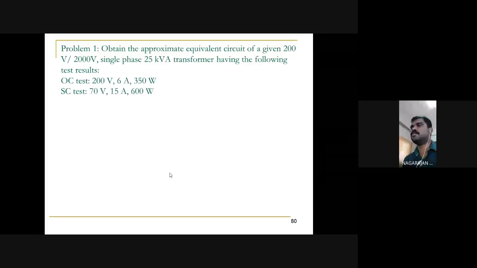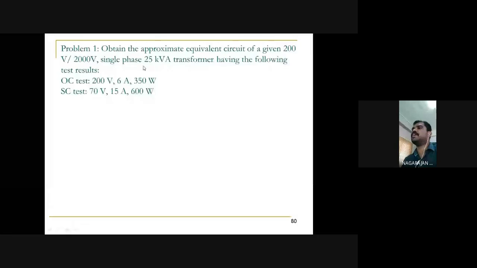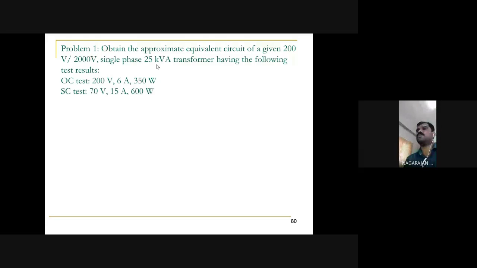So next we'll see a small problem on the open circuit and short circuit test. They have performed 2 tests, the open circuit and short circuit test, on a single phase transformer. The test results have been given and they are asking us to find the approximate equivalent circuit of the transformer. Okay, so read out this question. Obtain the approximate equivalent circuit of a given 200 volts per 2000 volts single phase 25 kVA transformer having the following test results.